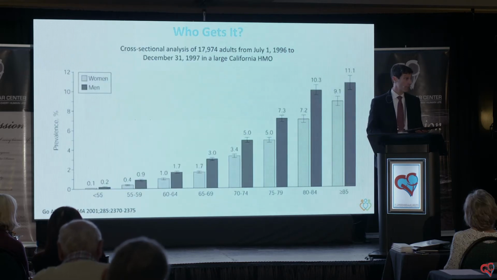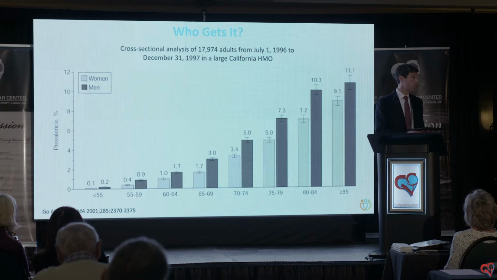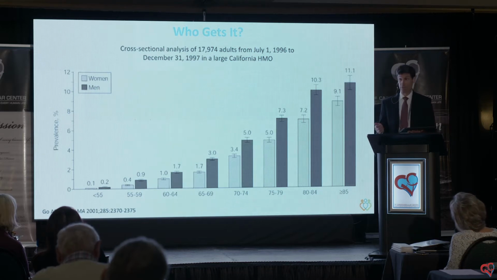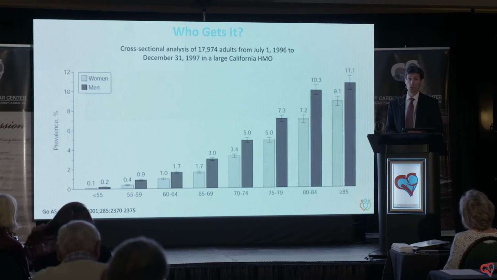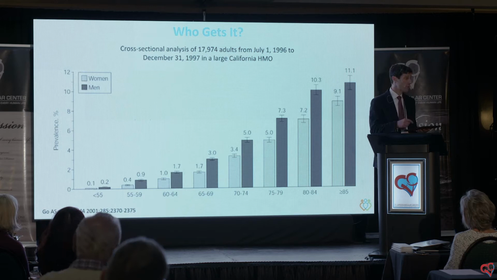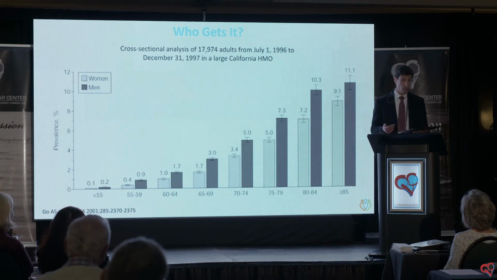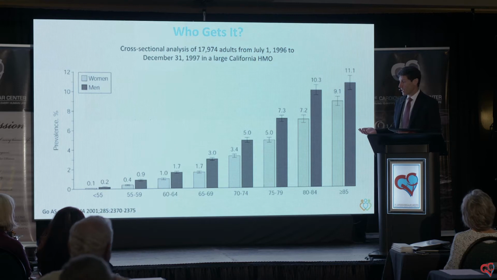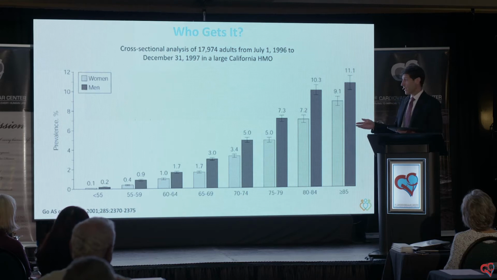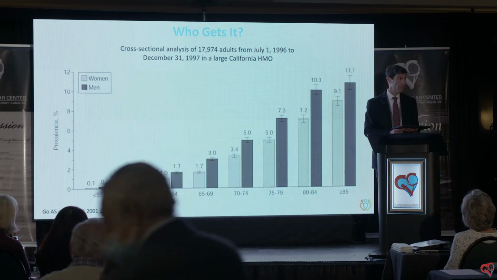So who gets atrial fibrillation? This is probably well known to all of you. This is data from Northern California, from the Kaiser Permanente Northern California group, showing the relationship between prevalence of atrial fibrillation as one ages. And this is true, as you can see, for men and women alike. As one increases in age, these are by 5-year increments, not by 10-year, there's a stepwise and appreciable increase as people get into their 7th and 8th decades of life.